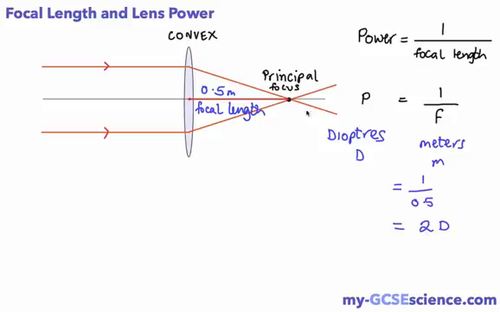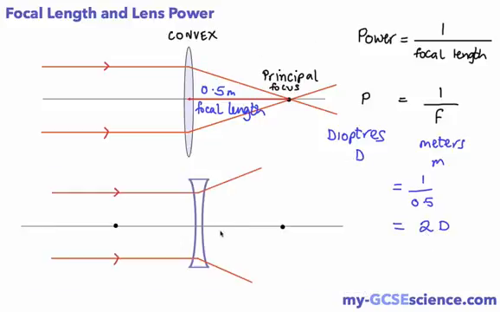Now we must remember that while that's quite straightforward here, for a convex lens, sometimes we have a concave lens, and for a concave lens it's the same idea. We use 1 over F, but the value will always be negative. The value of lens power will be negative. So in this case, if we use the same focal length, it will be not 2 diopters, but it will be minus 2 diopters, simply because a concave lens requires a negative value for its lens power.